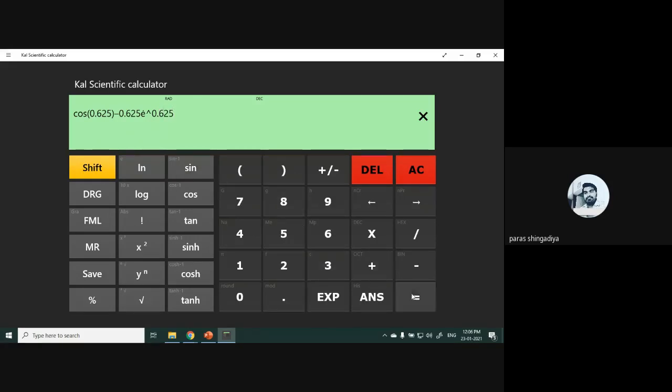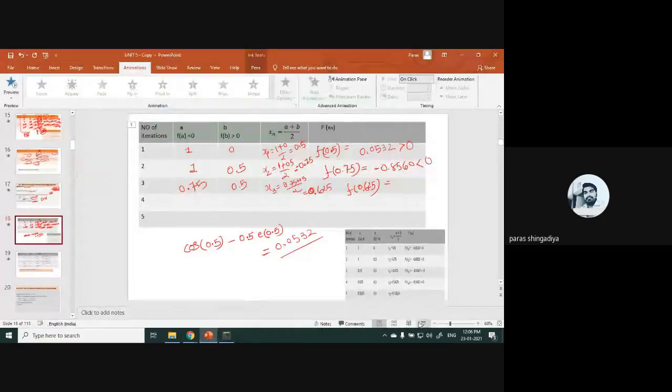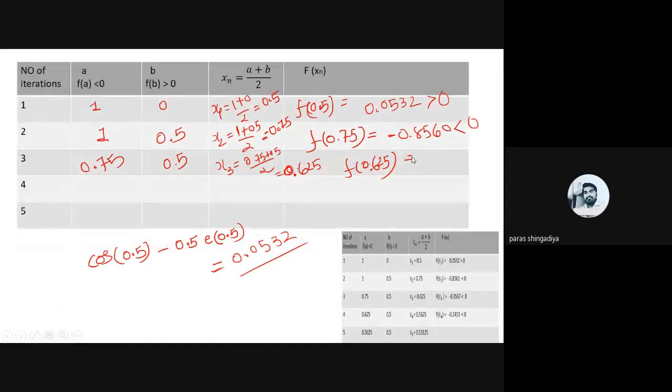Okay, now take the answer, that will be negative again, minus 0.3566. So f of 0.625 is minus 0.3566, negative again. So replace 0.625 in place of 0.75 in the fourth iteration, and here 0.5 as it is. Now take the average of both values, and you will get 0.5625, that is the average of both.